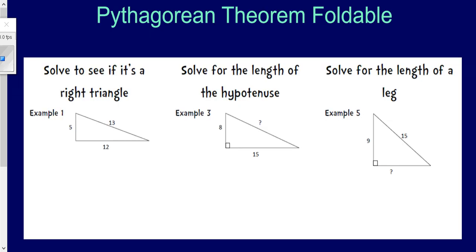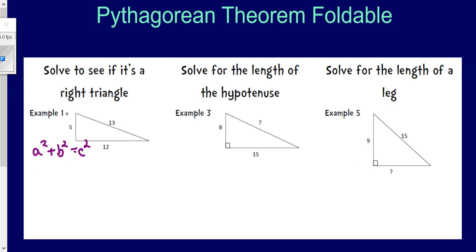Okay, so there's three things we can do with the Pythagorean theorem. We can solve to see if it's a right triangle, if all three numbers are given. We can solve to find a missing side of our triangle if we're looking for the hypotenuse. And we can also solve for the length of a leg. So we're going to do three of these, and then you're going to do the other three on your own. So let's start to see if it's a right triangle. Remember, if it's a right triangle, my two legs, a squared plus b squared, will equal c squared.